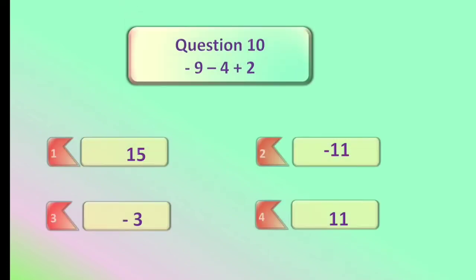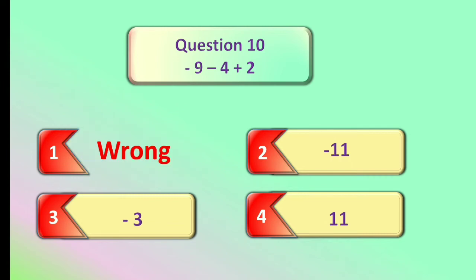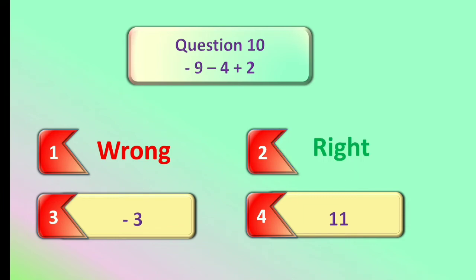Question 10. Minus 9 minus 4 plus 2. Now again concentrate on minus 9 minus 4. Minus 9 minus 4 gives you minus 13, and minus 13 plus 2, the result will be minus 11. Second option is correct, while other options are wrong.